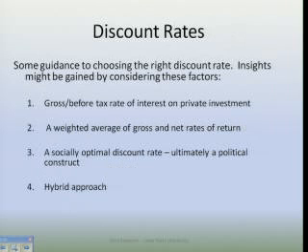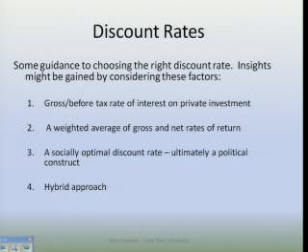Okay, so where do we come up with a rate of preference? We have all kinds of things. You might look to the market to give us an idea: the gross before-tax rate of investment interest on private investment, a market-weighted rate of gross and net rates of return that people get. If you're investing, you get a return on your investment, you have to pay taxes on that, so there's a difference between your gross and your net rate.